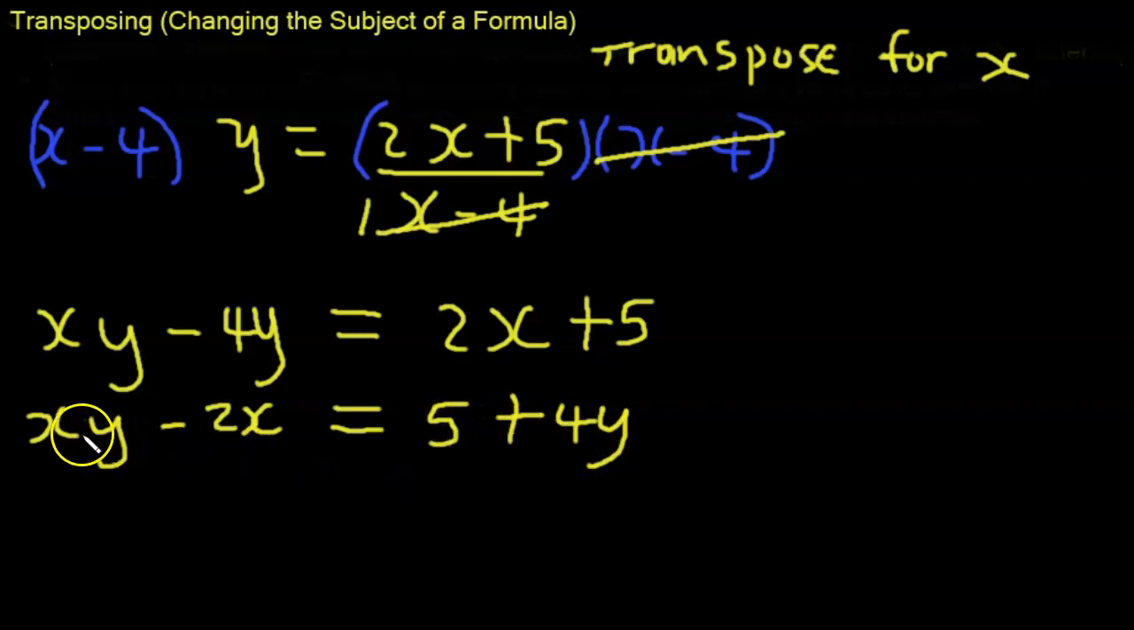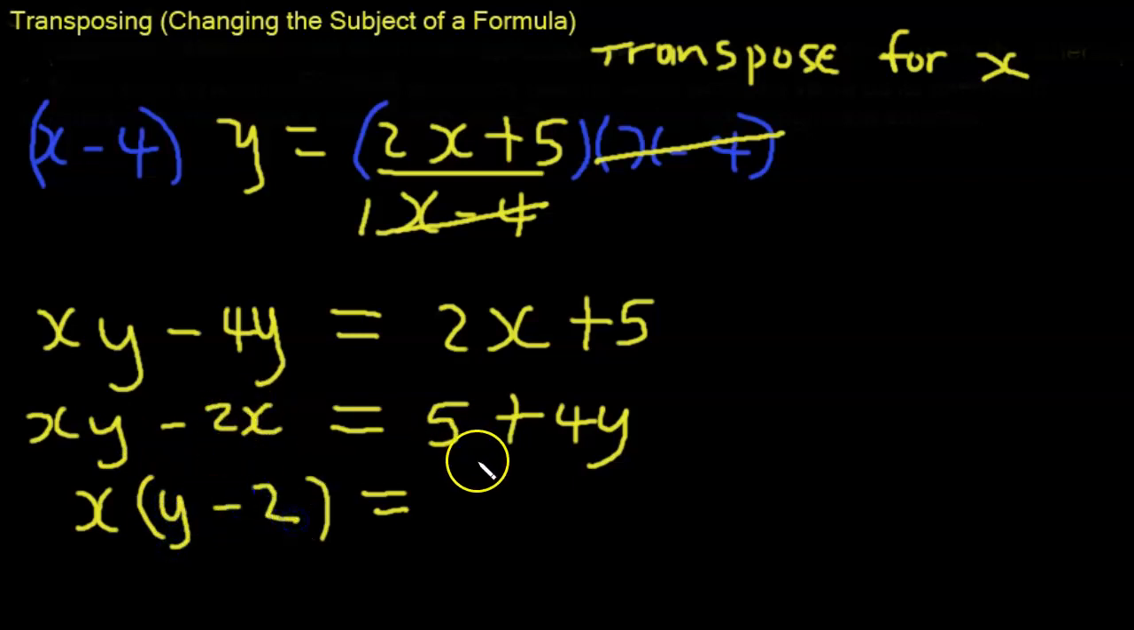Alright, so we have X in both terms, and when we have X in both terms, what do we do? We factor out the X. So we factor out the X from this term, we're left with Y. And if we factor out X from this term, we're left with minus 2. Equal to 5 plus 4Y, or 4Y plus 5, if you prefer that.